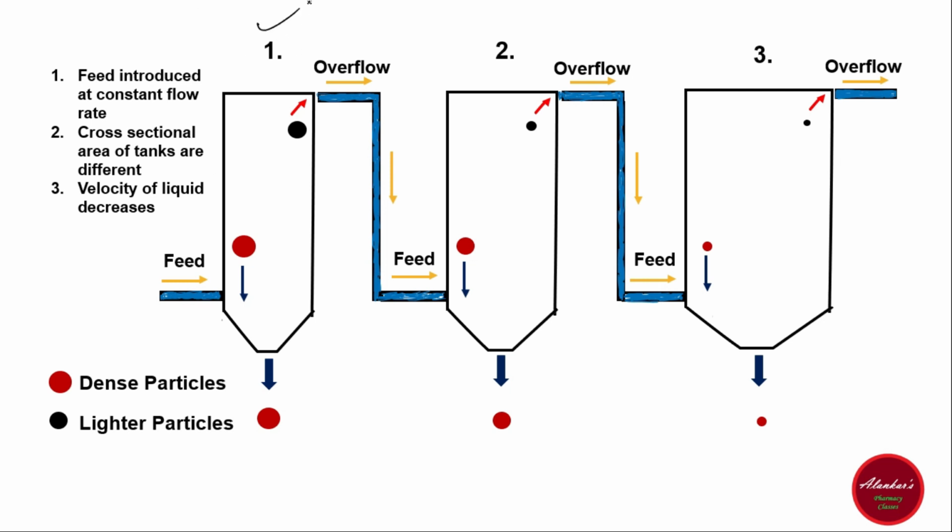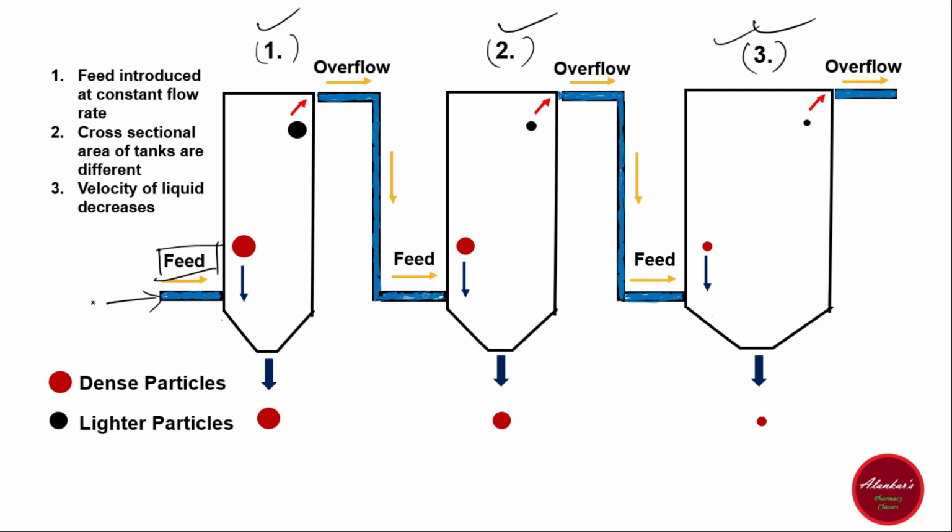That is tank 1, tank 2 and tank 3. Now you can understand that the feed is introduced in the same way that we have already discussed in the single elutriation tank, that is the lower portion of tank number 1. Here you can see that the cross sectional areas of the tanks are different. The cross sectional area of tank 1 is less as compared to tank 2. In a similar way, tank 2 has a less cross sectional area as compared to tank 3.